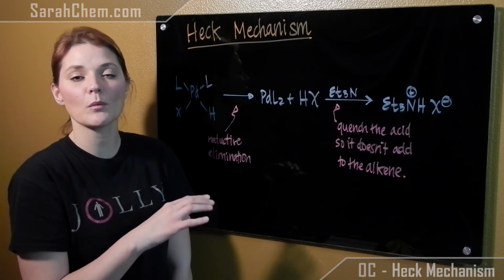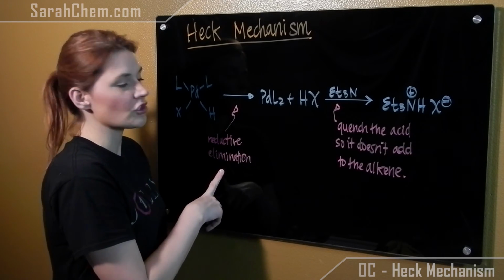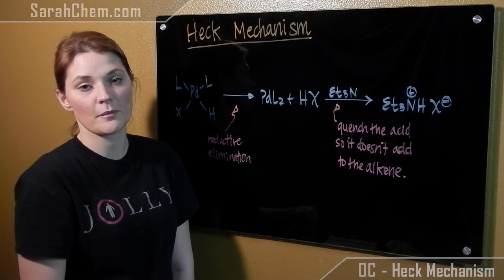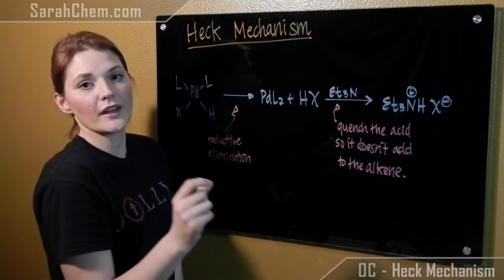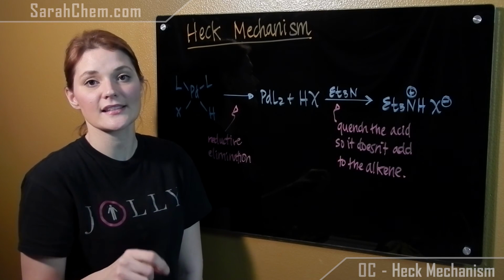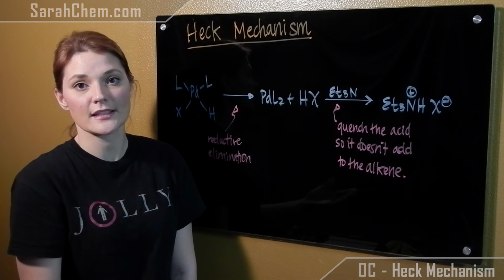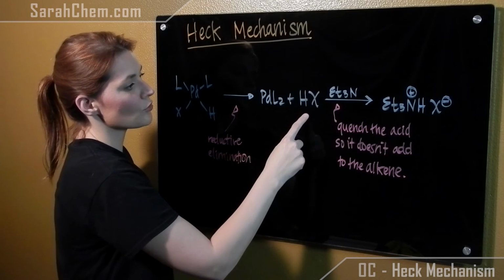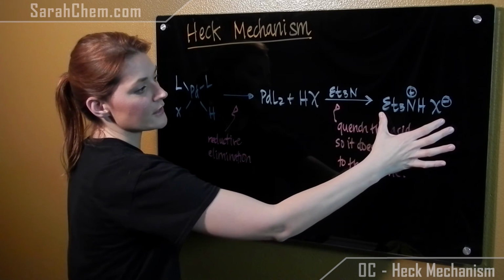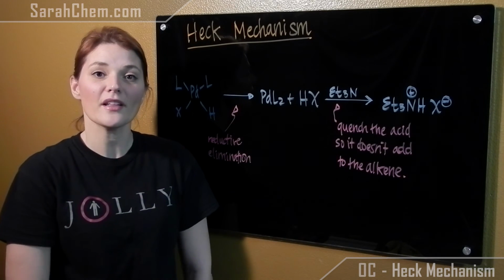But because palladium was a catalyst, we need to reform it. So what happens is reductive elimination. That's where 2 groups come off of a metal. So we reform the PdL2 and HX. Now our next issue is that HX is an acid and we have an alkene in solution. And an acid will add across that double bond. So we're putting in the ethylene triamine to react and neutralize that acid. So we form this compound, which is not going to react and add on our alkene. And that's the full Heck mechanism.